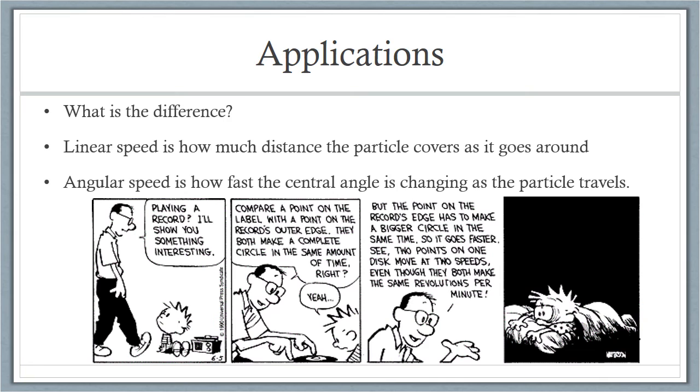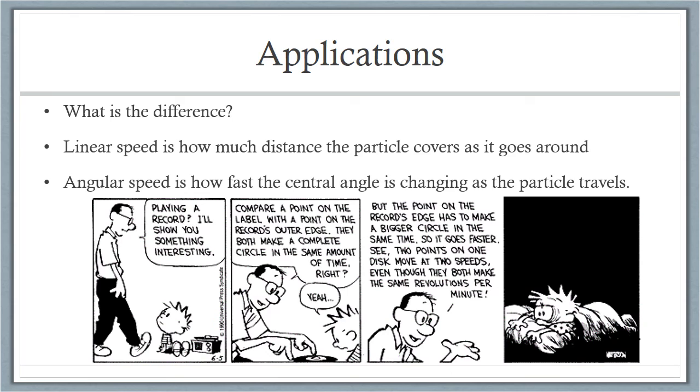It's old Calvin and Hobbes. The father says, "Are you playing a record? I'll show you something interesting. Compare a point on the label with a point on the record's outer edge. They both make a complete circle in the same amount of time, right? But the point on the record's edge has to make a bigger circle in the same time, so it goes faster. So the 2 points on the disc move at 2 speeds, even though they both make the same revolutions per minute." And then poor Calvin looks traumatized by this whole thing.